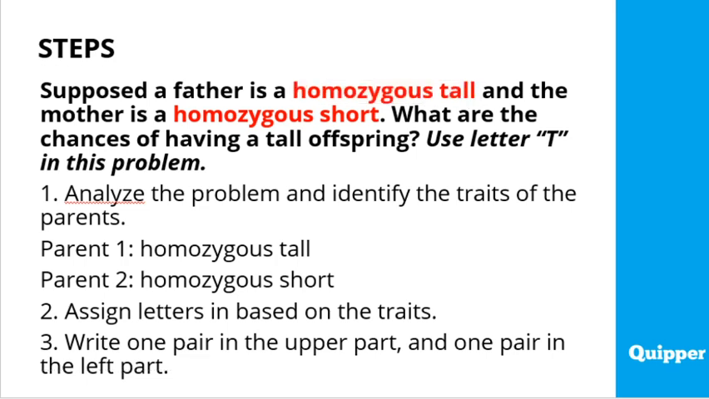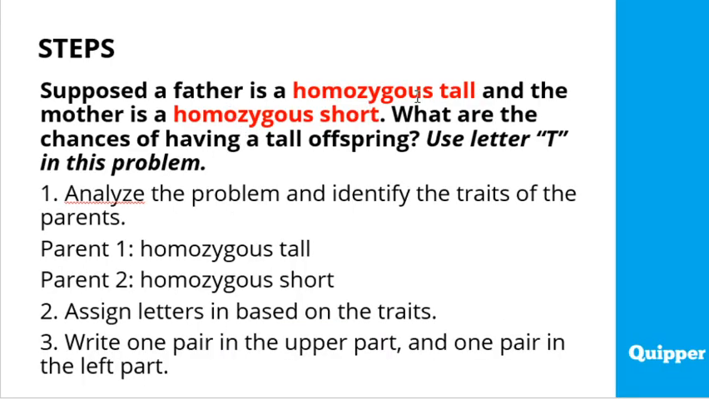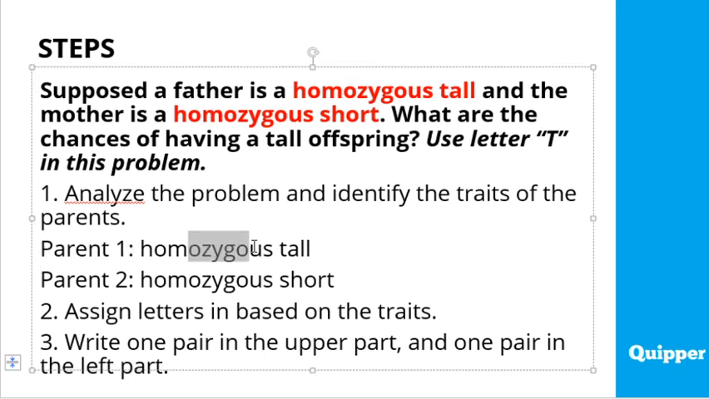And earlier, we assigned a letter: capital letter T is tall, and the small letter t is short. So the father is homozygous tall and the mother is homozygous short. So we see parent number one, homozygous tall, which refers to this one, and parent number two is homozygous short, which refers to this one.